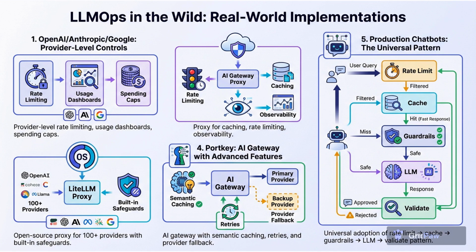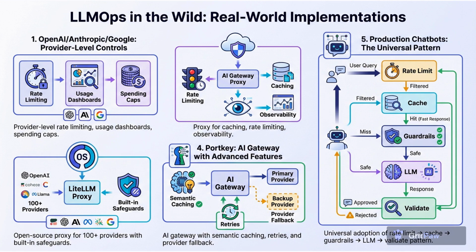Open source tools like LiteLLM provide a unified interface across 100+ LLM providers, complete with built-in rate limiting and intelligent fallbacks, allowing you to easily switch providers or use multiple models without changing your application code. Similarly, Portkey offers an AI gateway with semantic caching, automatic retries, and provider fallback, essentially acting as a load balancer for LLMs, routing requests intelligently to optimize cost and performance.